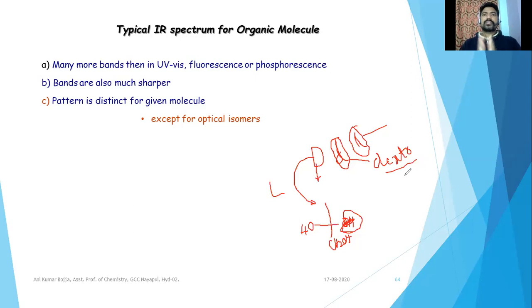So optical isomers exhibit the similar spectral pattern in IR spectroscopy. Of course, even in the fingerprint region we may find some differences regarding these optical isomers. No other molecule will have the same spectral pattern in IR spectroscopy, other than if the molecules are optical isomers.